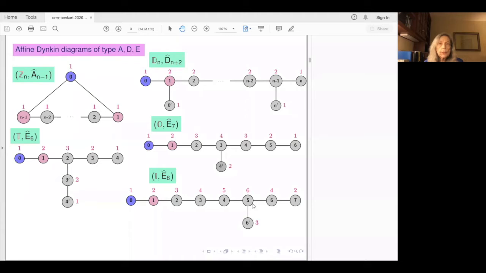There are 2 infinite families of groups, the cyclic groups of order n and the binary dihedral groups, and they correspond to type A and D. And then there's the binary tetrahedral, binary octahedral, and binary icosahedral groups. So the pink node is what we're tensoring with. And in all cases, it's one of the simple modules for the group.